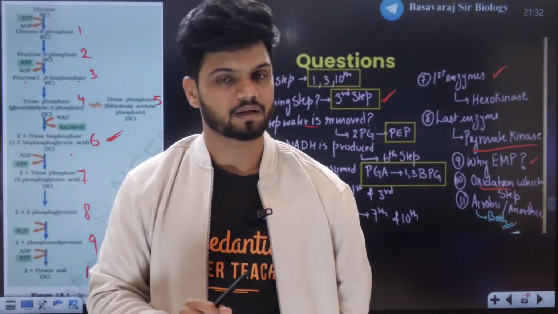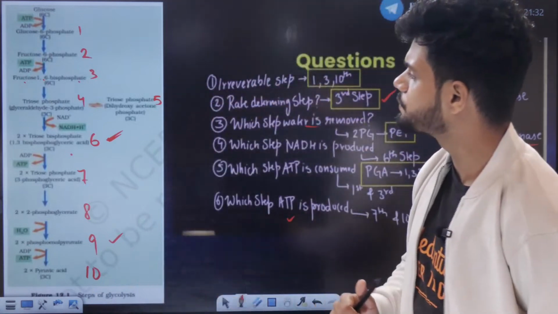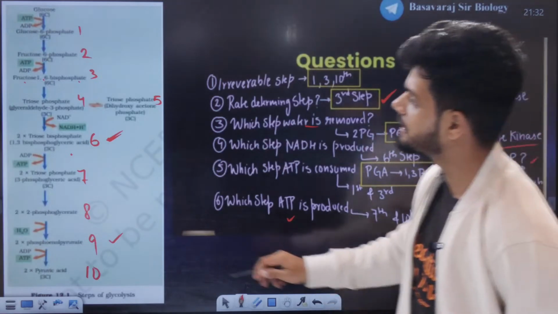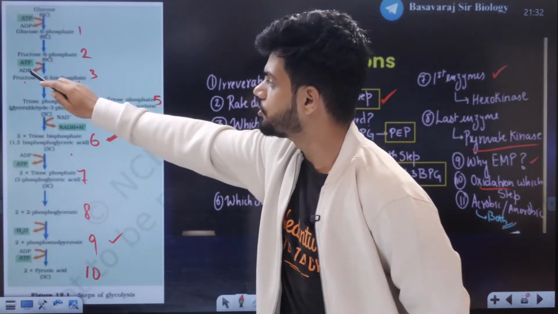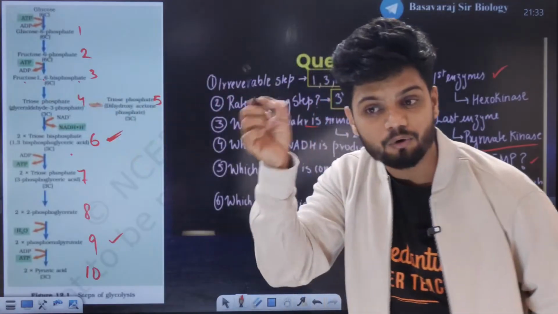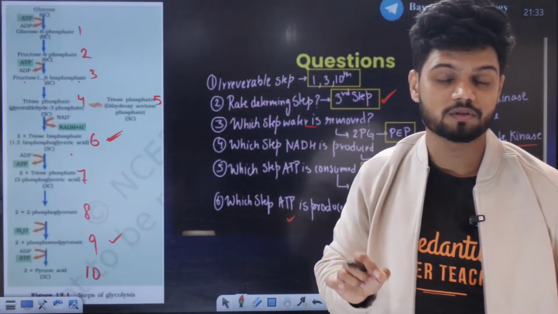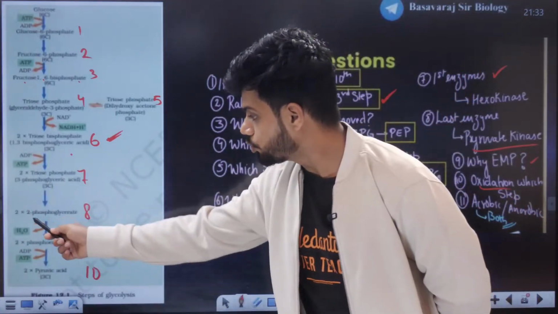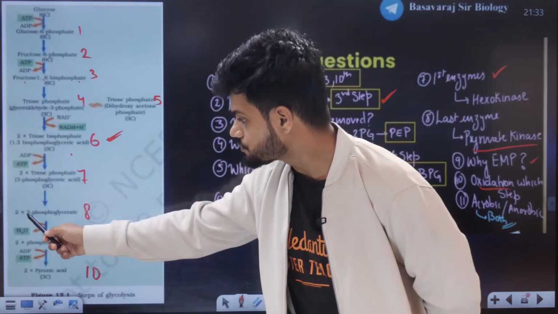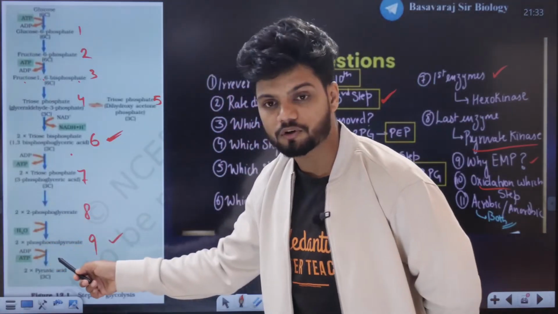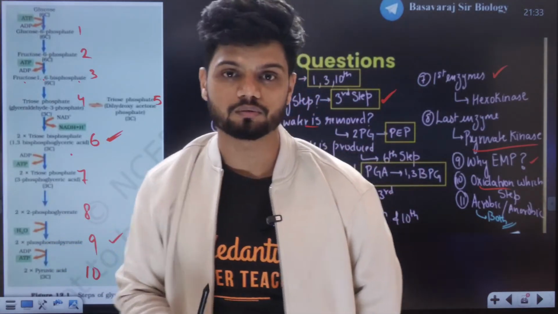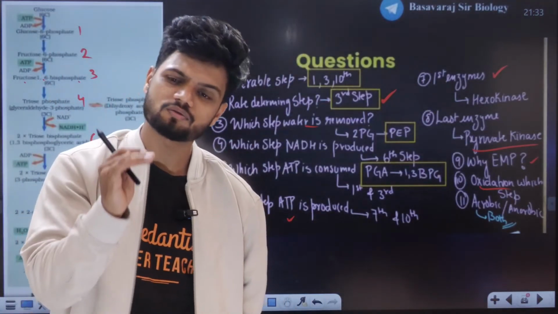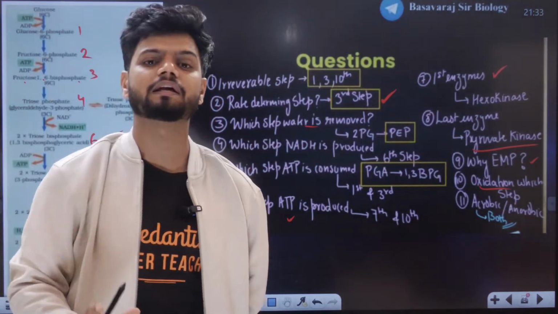They can ask you which step, but you should also know what happens in each step. When I say third step, you should tell me fructose 6-phosphate to fructose 1,6-bisphosphate. What is happening in the 9th step? In the 9th step, 2-phosphoglycerate is converted to PEP, phosphoenolpyruvate. That also should be known. If you know this much, glycolysis is over. You should never worry about glycolysis.